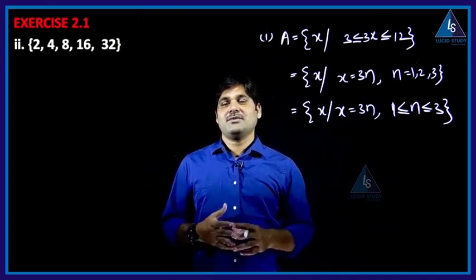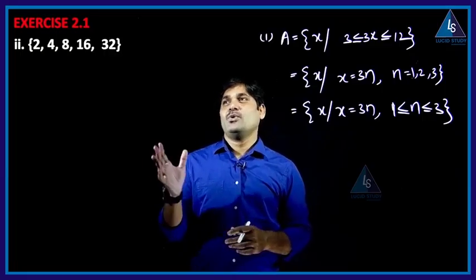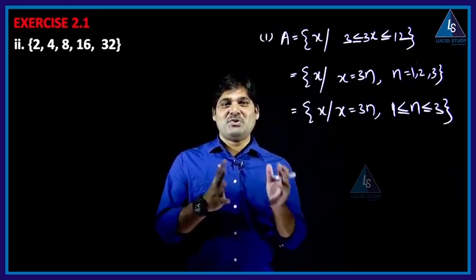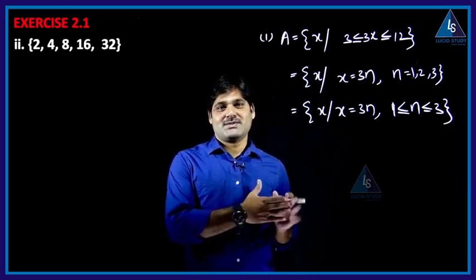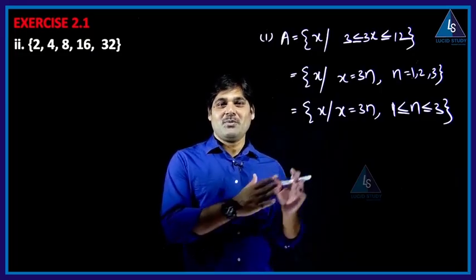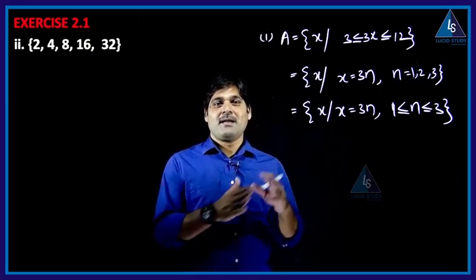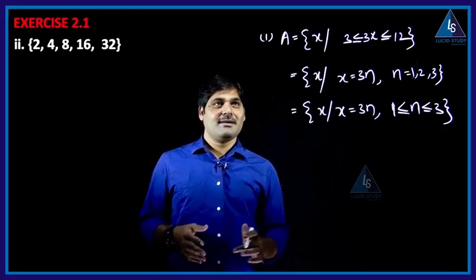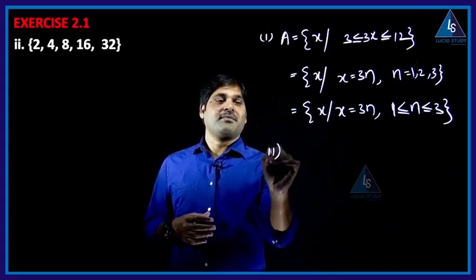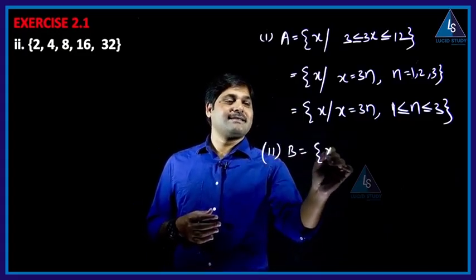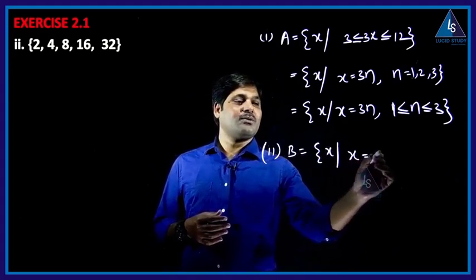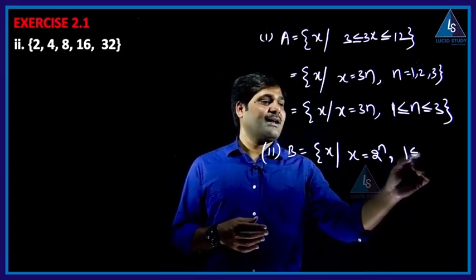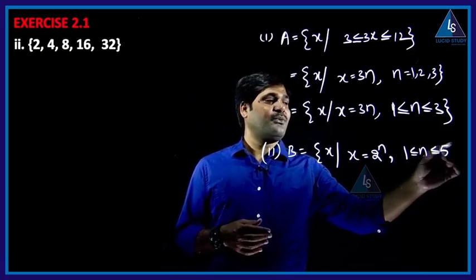Now see the second question. It is given by 2, 4, 8, 16, 32. So it is in the form of 2 power n. 2 power 1 is 2, 2 square is 4, 2 cube is 8, 2 power 4 is 16, 2 power 5 is 32. So I will write that. Second one: B is equal to x such that x is equal to 2 power n. What about the value of n here? Where 1 less than or equal to n less than or equal to 5.